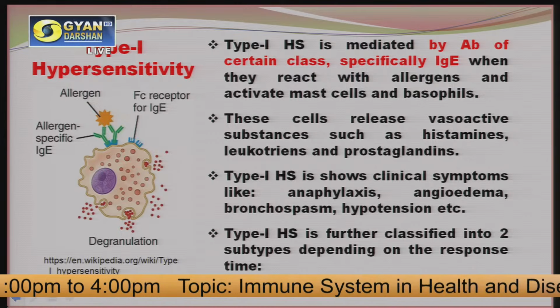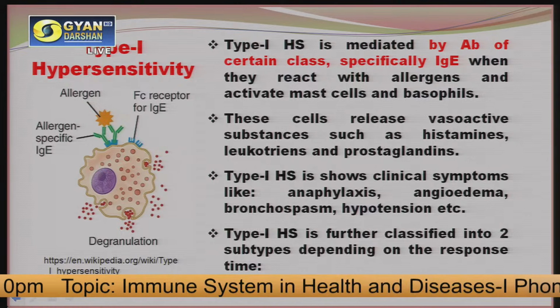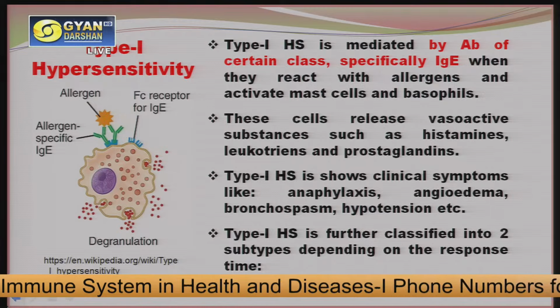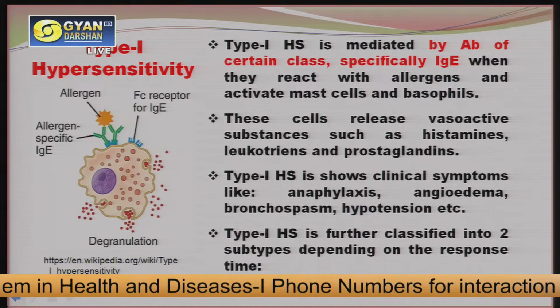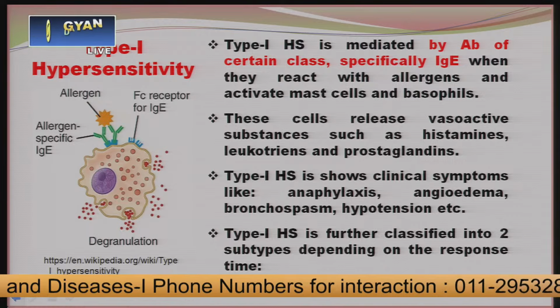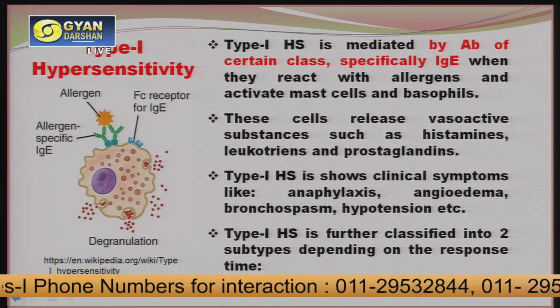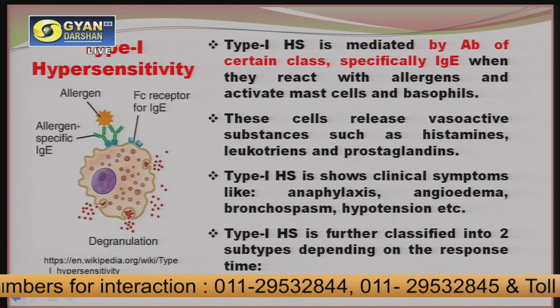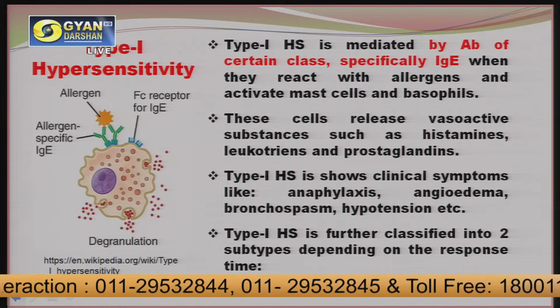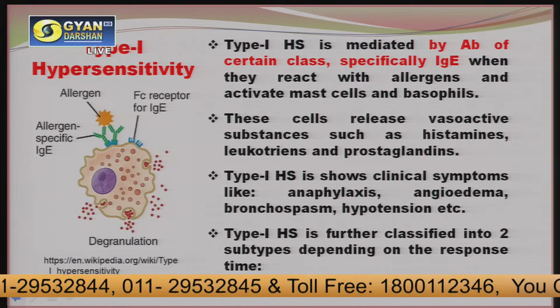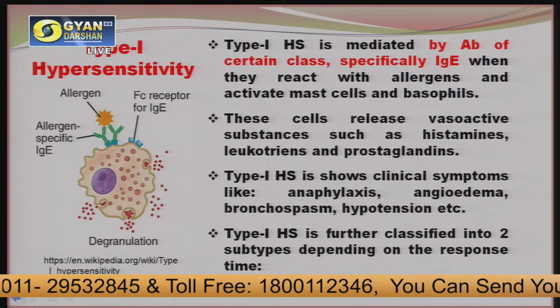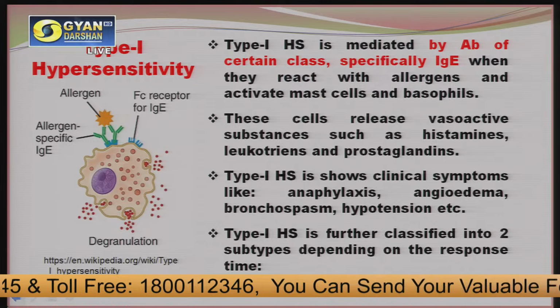Prostaglandins, basically the protein molecules, are there. The histamines and leukotrienes, basically the cytokines, are there. They will be released after binding of the antibody to the allergen. The allergen may be of various types, but in this case it is IgE that is involved.